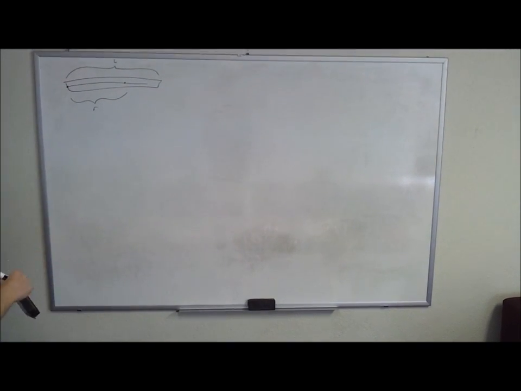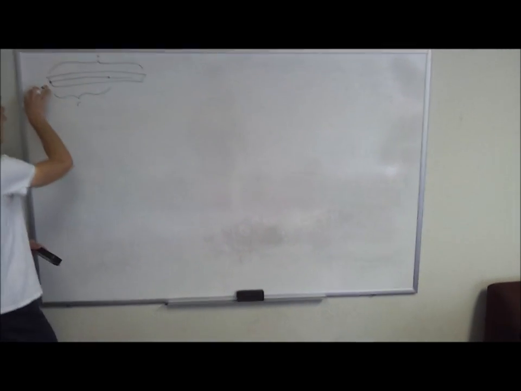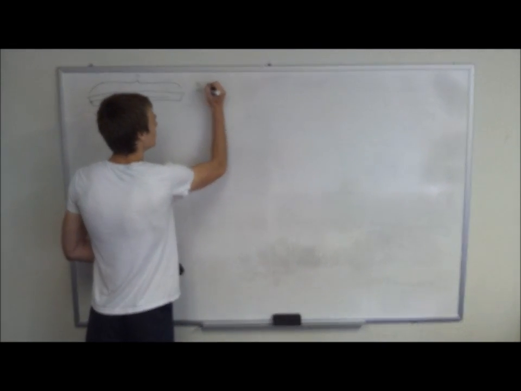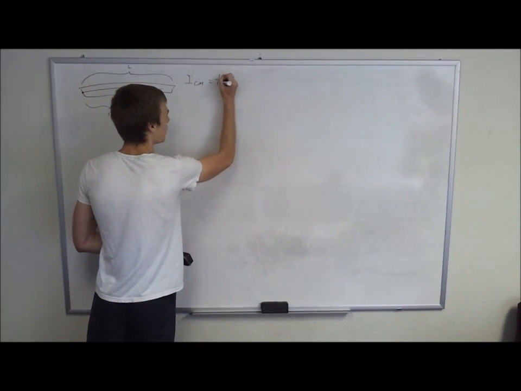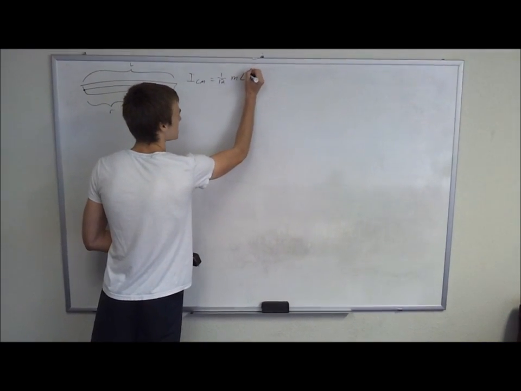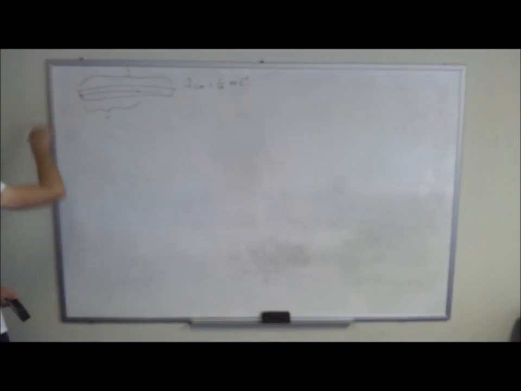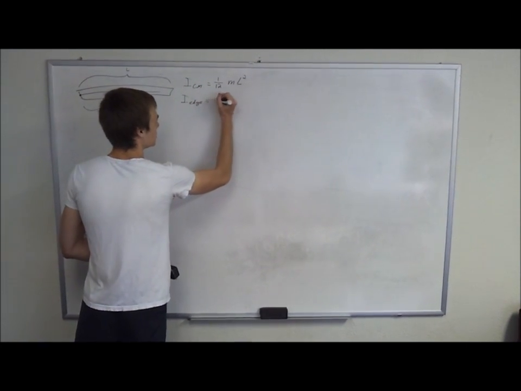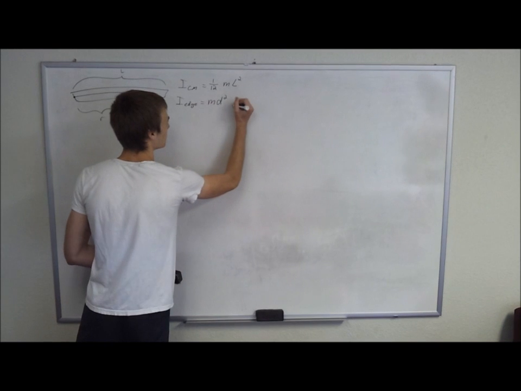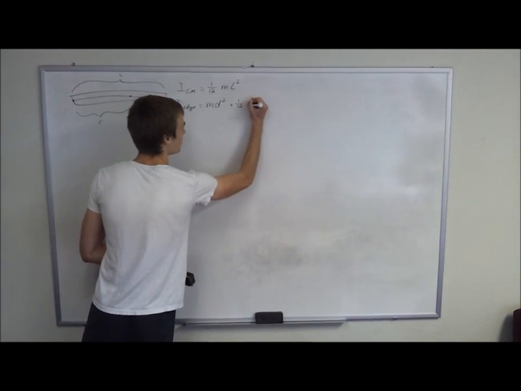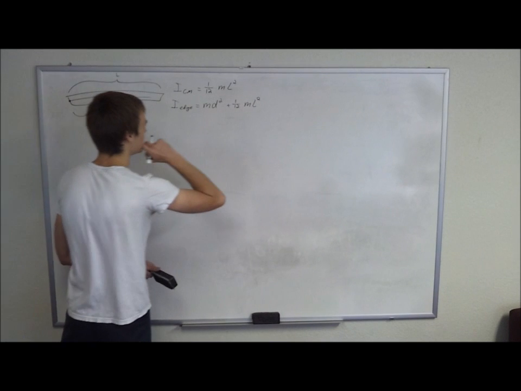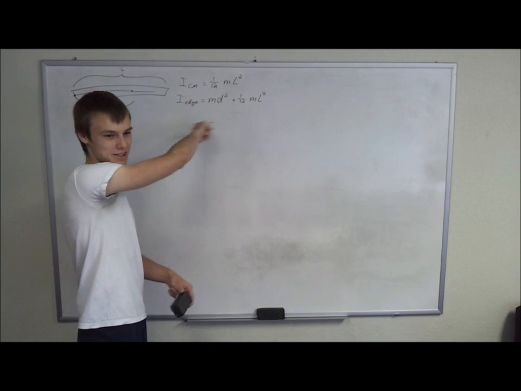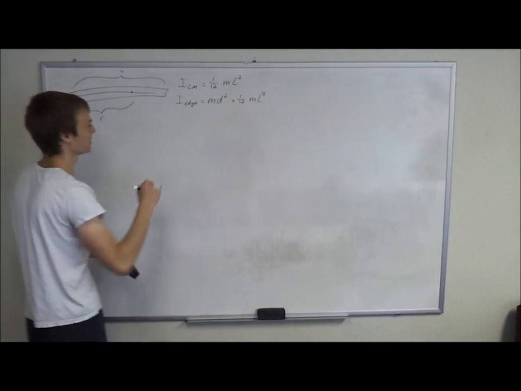So we want to find the moment of inertia anchored at that point. We know that the moment of inertia at the center of mass is equal to 1/12 times the mass times the length squared. But we want to find it for that point, so we can use the moment of inertia at the edge, which is equal to mass times distance squared plus 1/12 mass times the length squared. This is the parallel axis theorem.